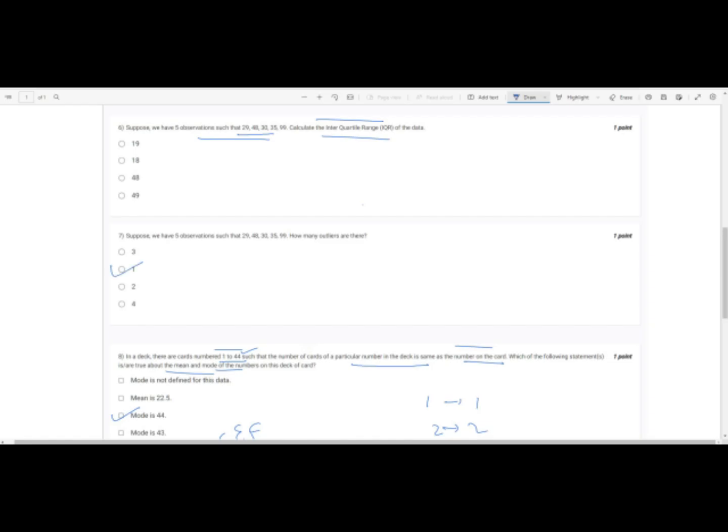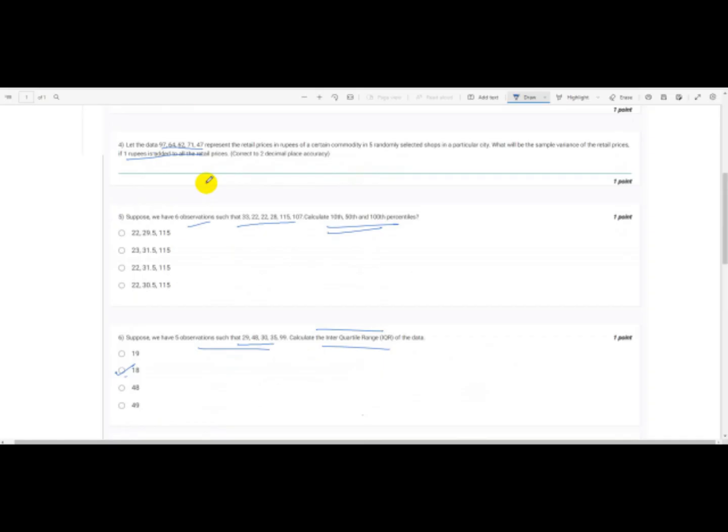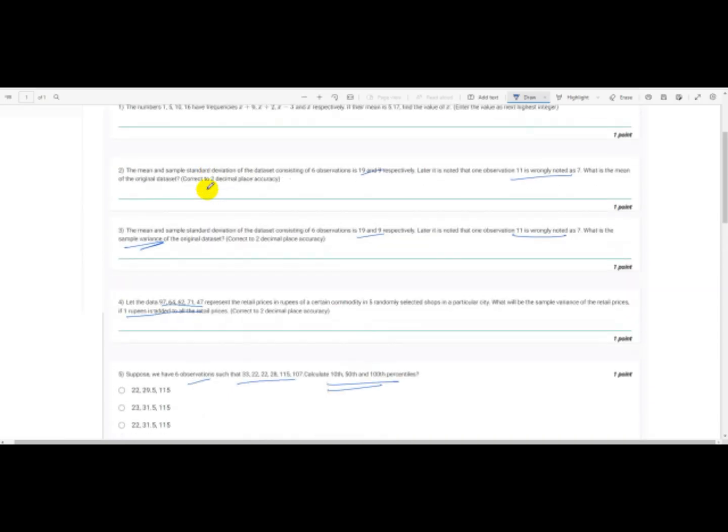How many outliers? I will just mark the answers so far. Calculate the interquartile range: 18. Fourth answer is 335.7. Third answer is 9. Second answer is 19.67.